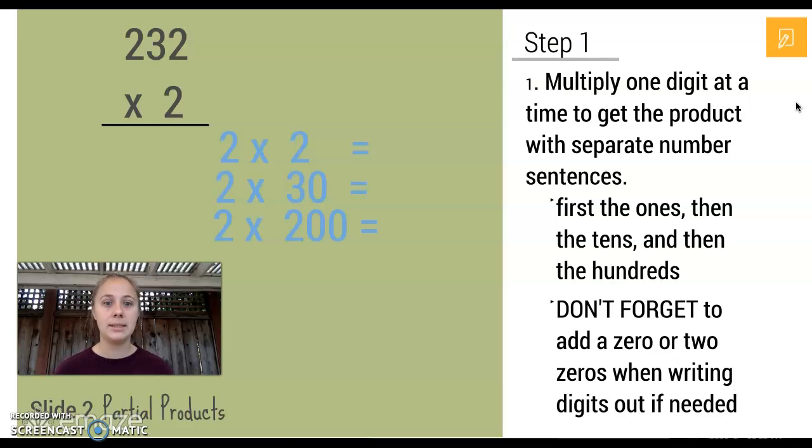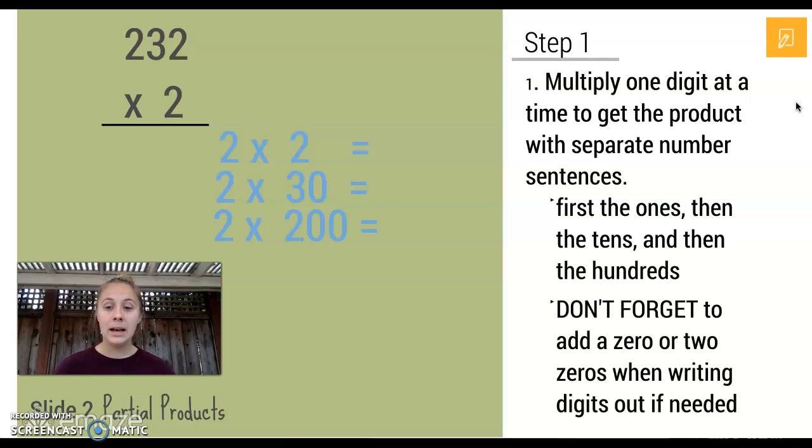That's the ones place. And then you go to the tens place. How many tens are there? There are 3 tens, which means 30. So you do 2 times 30 in that number sentence. Then you go to your third number in 232. It's in the hundreds value, and it's a 2, so that means it's 200. Awesome. So you're going to multiply 200 times 2 as well. And then that's the first step.